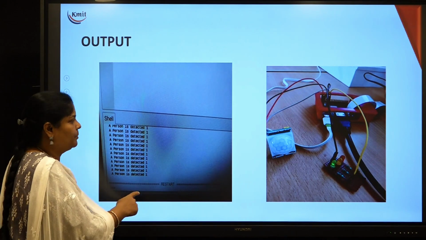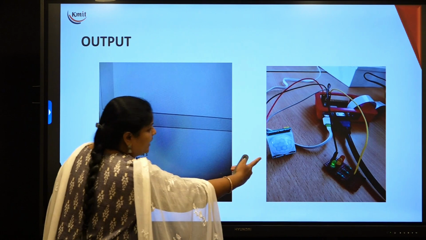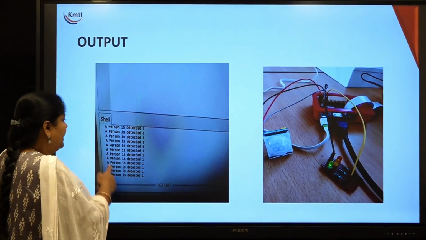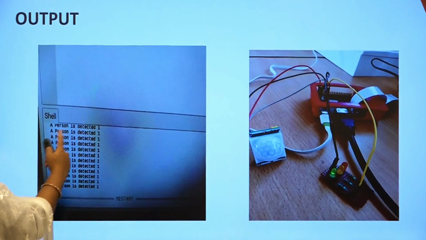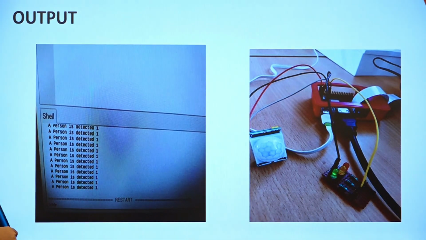So these are the output screens. This is the setup where you connect the PIR sensor to the Raspberry Pi board, and then this is the output. Whether the person is detected or not detected, we are printing it in the output window.